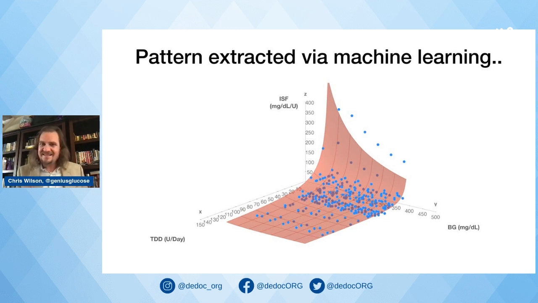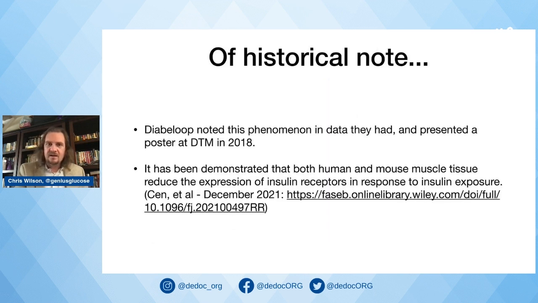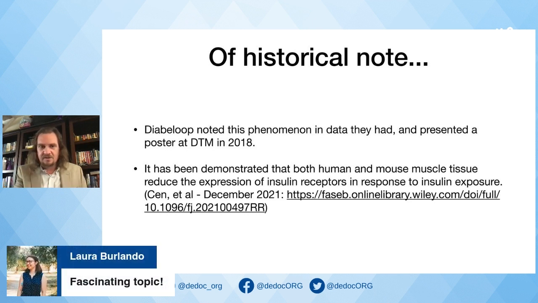It's not exact. We know the data is going to be a little bit messy because these are all people's estimations. This isn't measured in a lab or anything. But as a historical note, and I didn't even know this when I went into it, Diabeloop in France had noticed this phenomenon and included it in a poster presentation that they made at the Diabetes Technology meeting in 2018, although they didn't dig into what some of the underlying patterns were.